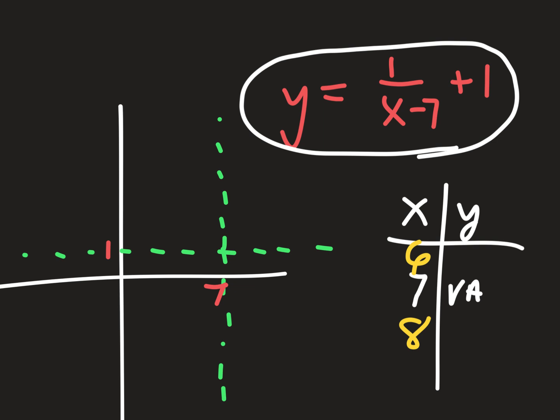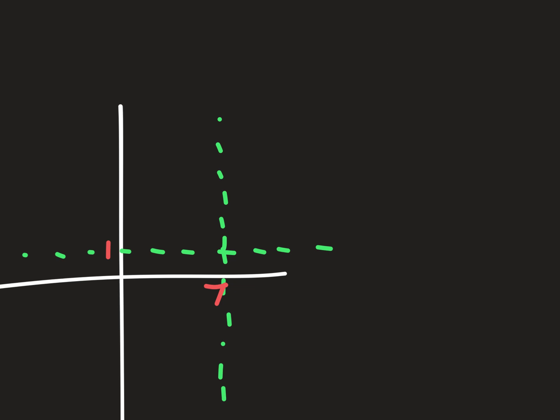So I'm going to put a 6 right here. And I know you're like, what's going on? 1 divided by -1 is -1. Here's what you missed: plus the 1 at the end. So -1 plus 1. How about 0? Who had 6 comma 0? There we go. So I'm going to go over 6 and up 0, and there's a dot right there.